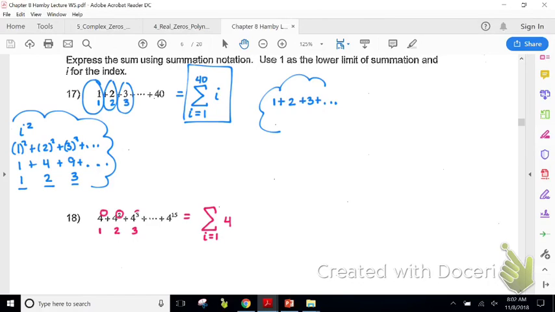So for I. Good. And you notice the exponent is the term number, isn't it? So we're just going to say it's 4 raised to the I. And so what number would give me 4 to the 15th? What term is that? 15. So that's the largest we're going to go to.